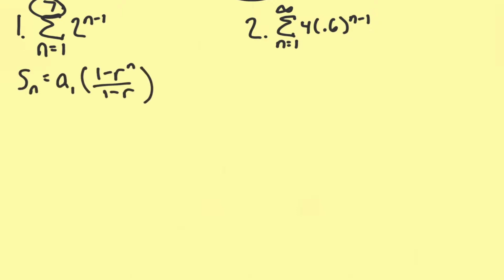The first term is always found by plugging in the bottom number. 2 to the 1 minus 1, we plug that in for n. That's 2 to the 0, which anything to the 0 is 1. And then the common ratio is whatever number is taken to an exponent. So in that case, it's that 2.